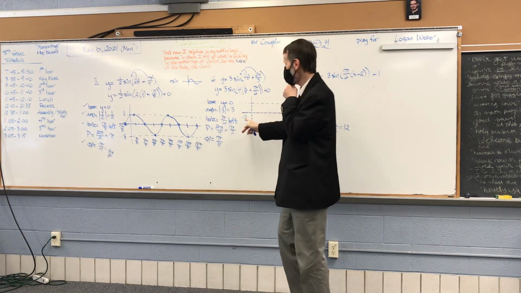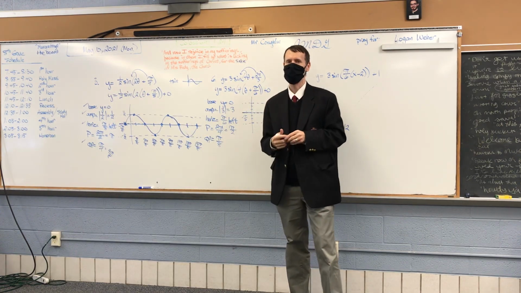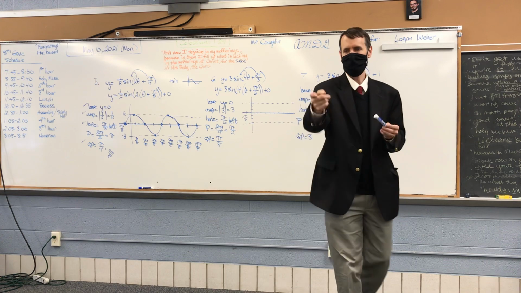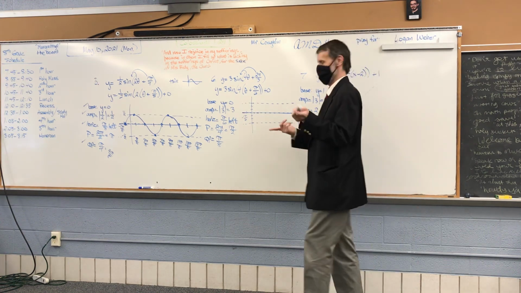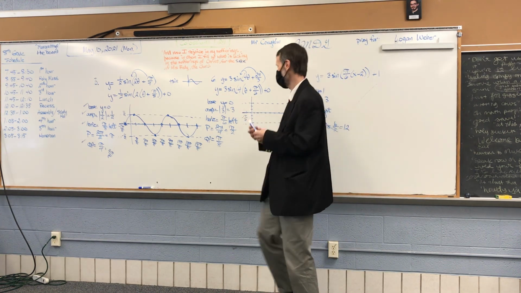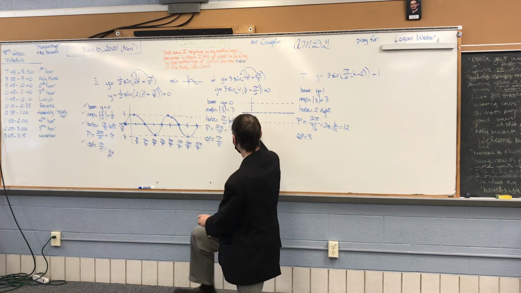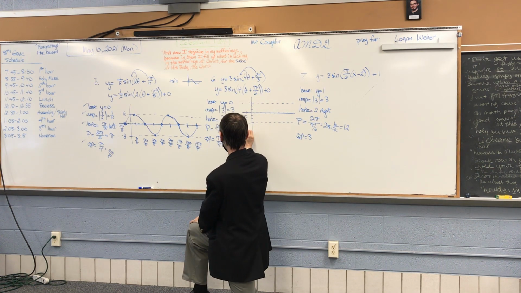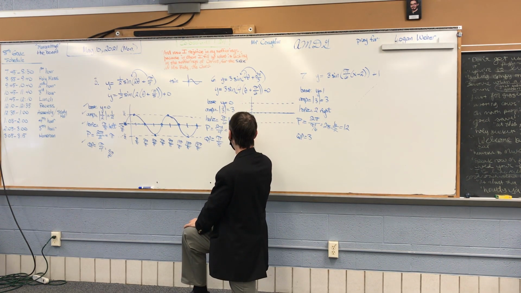I'm starting at negative pi over 6. I need to count by pi over 8. Oh, yeah. Get a common denominator. Yeah, like what? 24. 24 sounds good. So I'm going to mark this as negative 4 pi over 24.